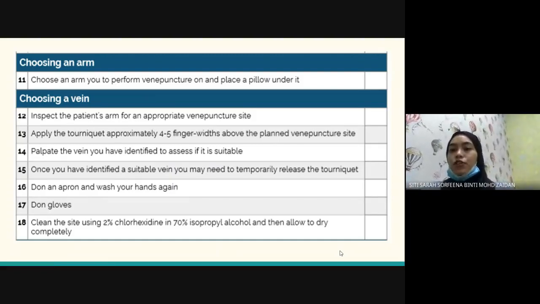Palpate the veins if you are unsure. And then once you have identified a suitable vein, we can start taking blood from there. And then here also we have to clean the site using 2% chlorhexidine in a circular manner from the inner circle to the outer circle, and if possible a minimum of 3 times, because we want to make sure that the area is clean.